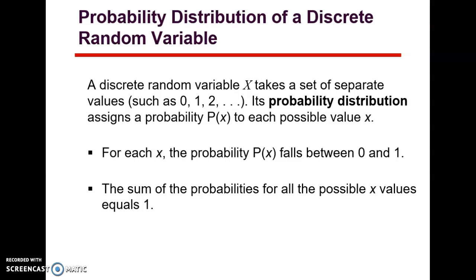So if it takes on a particular set of separate values, such as 0, 1, 2, that's the probability distribution, and it assigns a probability of x to each possible value of the x. For each x, the probability has to be between 0 and 1, and that's inclusive, so that means it can include 0 and it can include 1. And the sum of all the probabilities for all the possible x values equals 1, just like with the die.